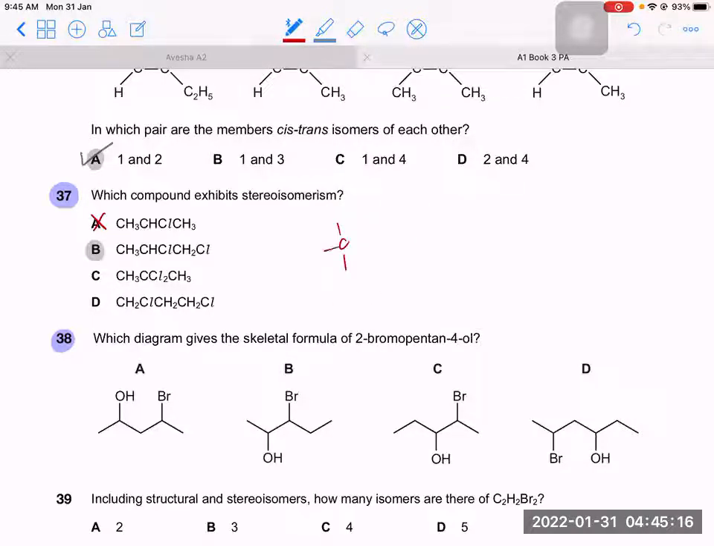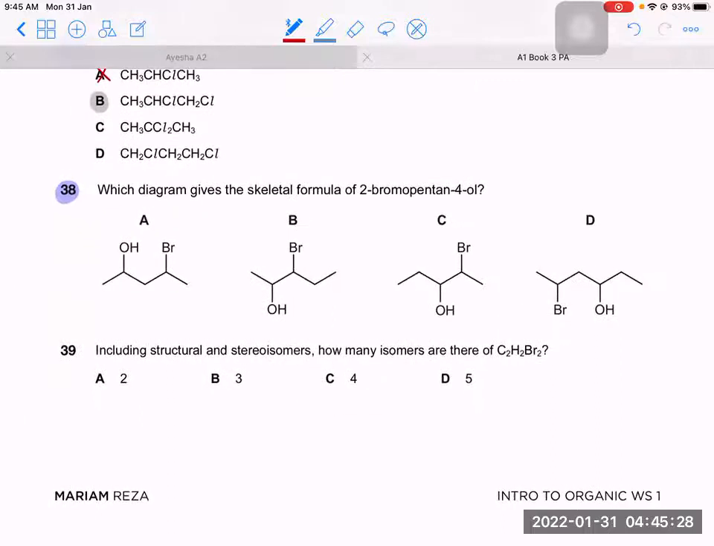CH2, Cl, CH2, CH2, Cl. Any optical isomers? No. We've already figured out the answer is B. The diagram gives the skeletal formula of 2-bromopentan for all. Technically, the naming is wrong in this question.